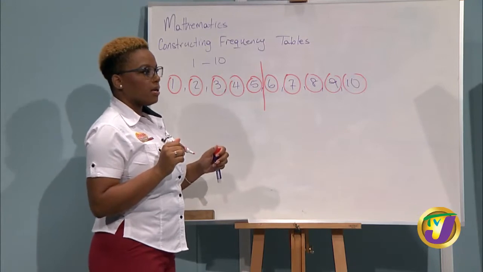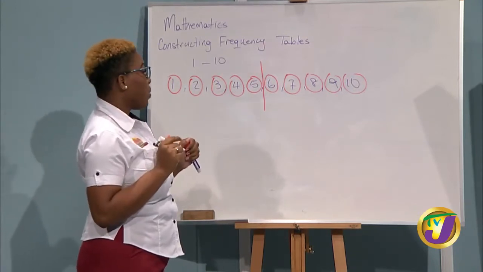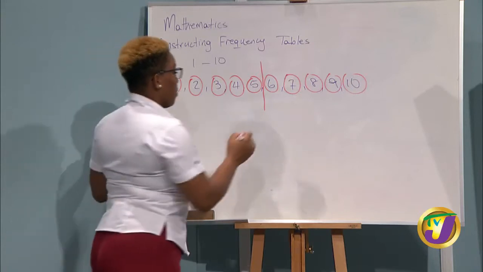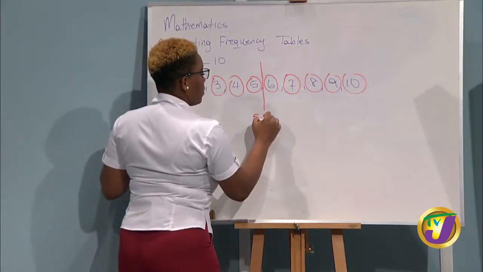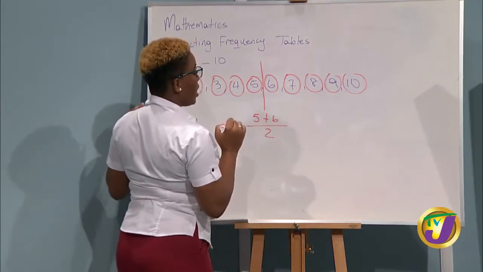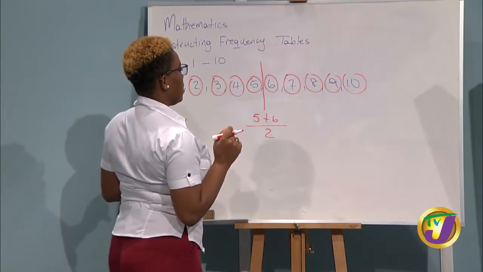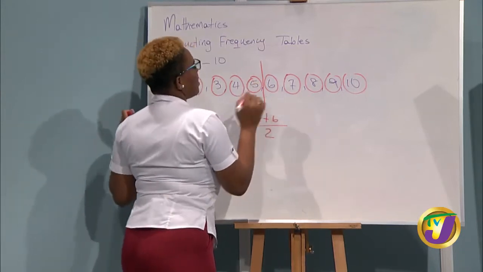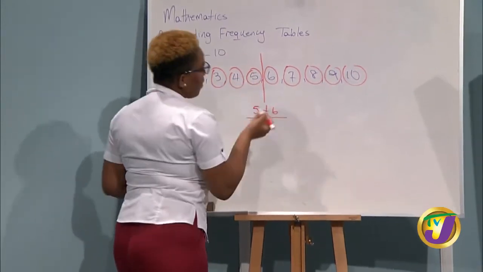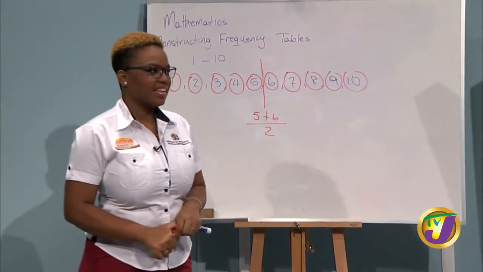Well, I don't want to make any guesses. So what I'm going to do is say 5 plus 6 divided by 2. Okay, but if we were on a number line, we could also identify that halfway mark and know what to put there. Yes. 5.5.